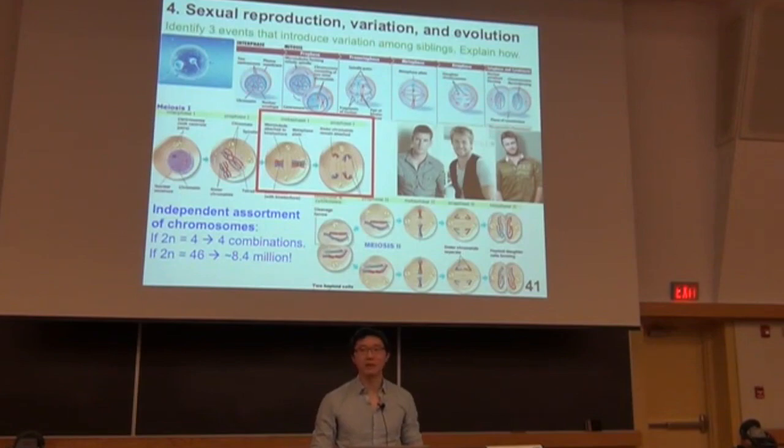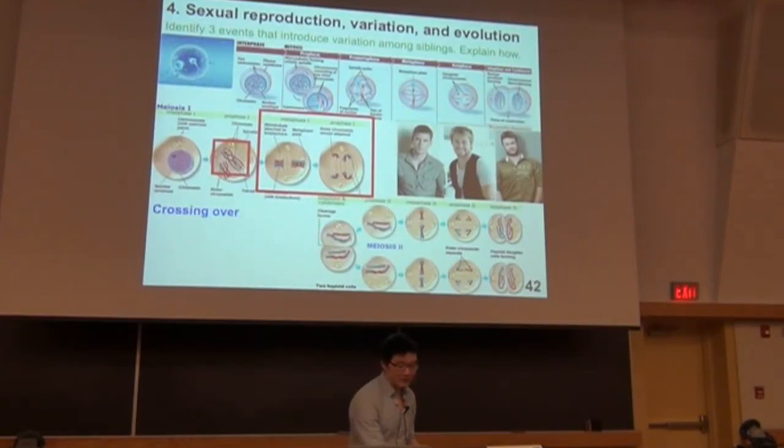Okay, so I kind of gave away the next one. So what's another way that we introduce variation? Yeah, crossing over. All right, so crossing over happens, like I said, during prophase, in this picture, prometaphase. And that's when we're actually exchanging pieces of DNA between chromosomes.